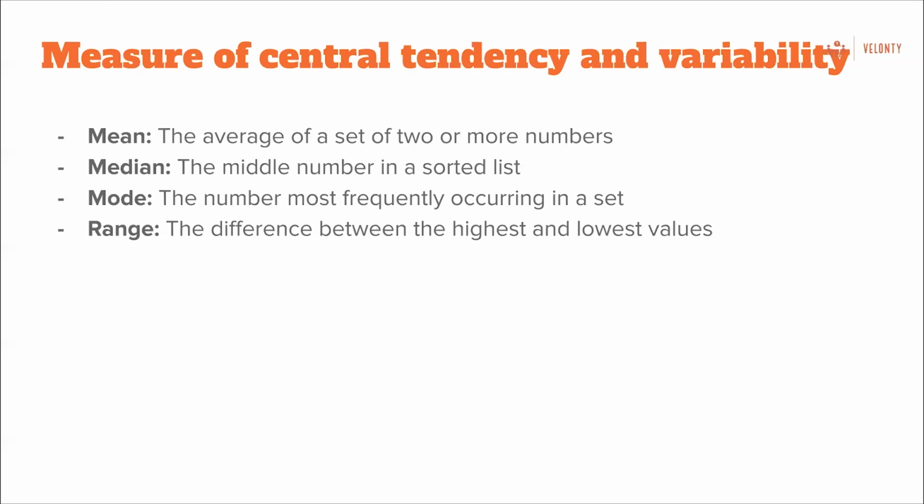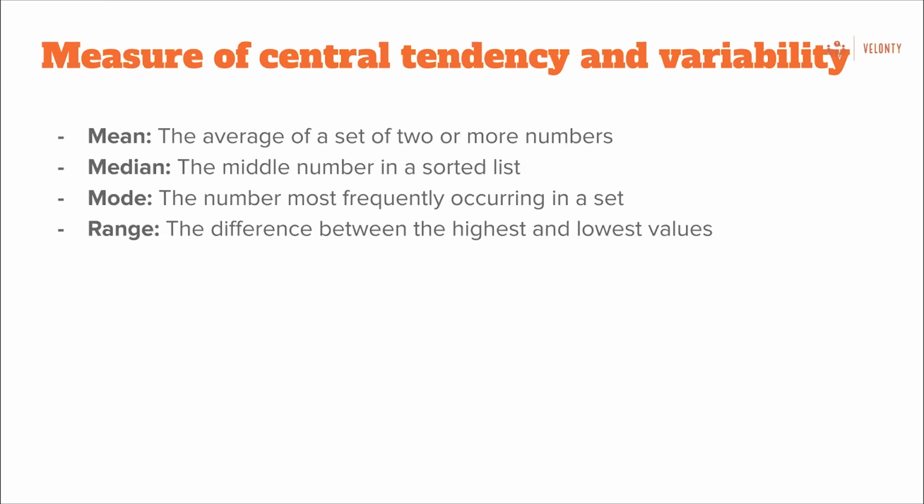Another word for mean is average. So if somebody tells you to find the average salary of these two groups, then you know what they ask you to do is just to find the mean value. So mean is the average of a set of two or more numbers. This is just to jog your memory in case you've forgotten some of these concepts.